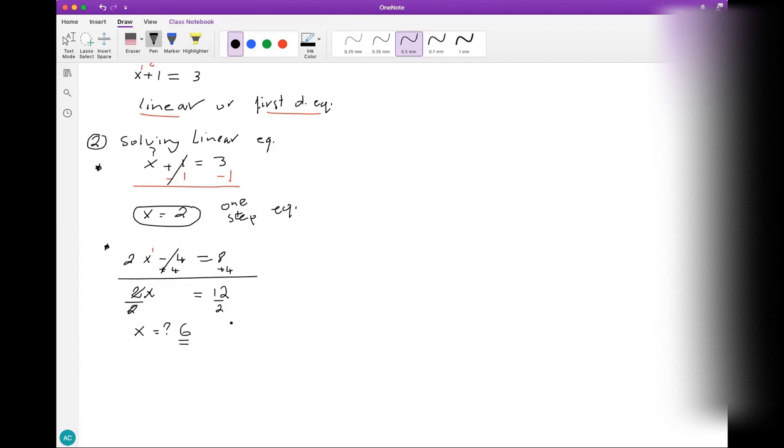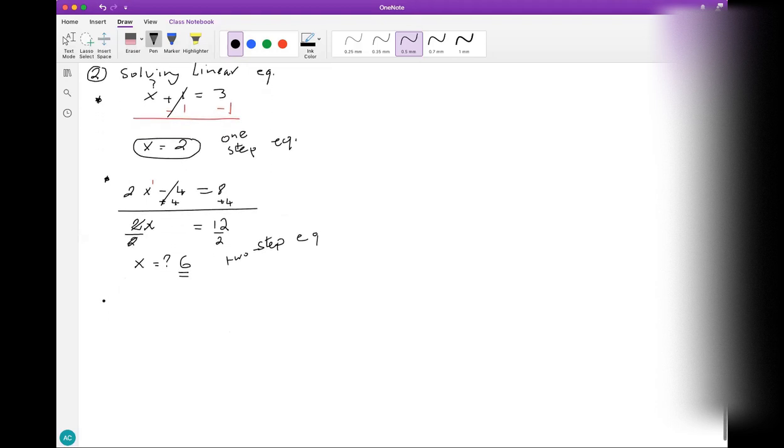Okay, so how many steps did this one take? 2 steps, right? So we can call it a 2-step equation. The previous one took only 1, but the equation again could be as simple as this, or it could be much more complex than that.